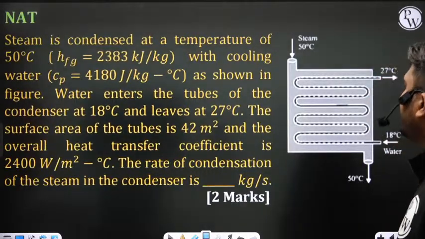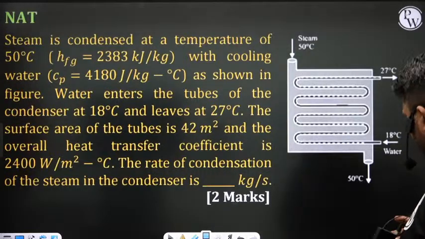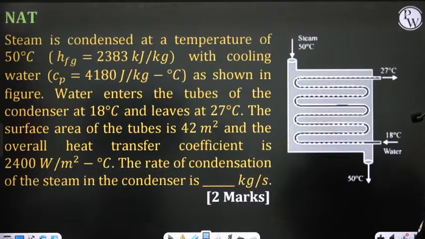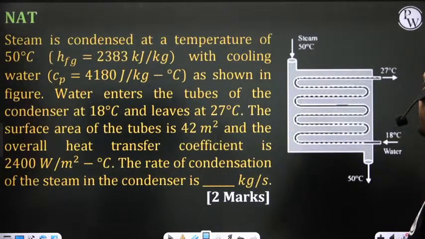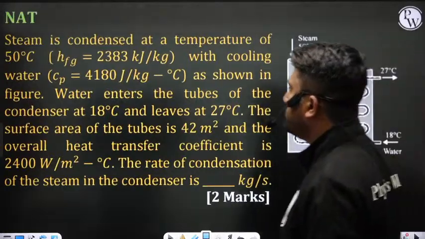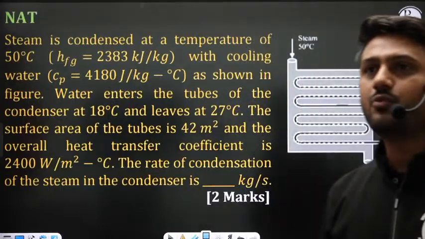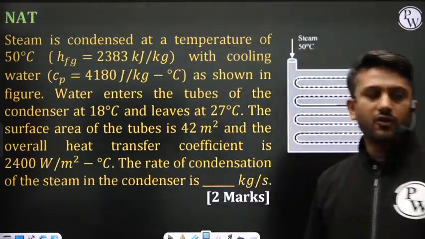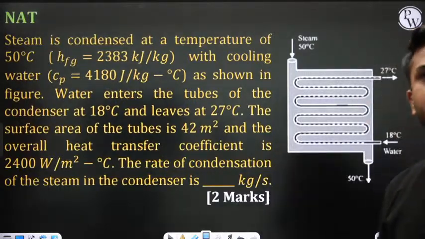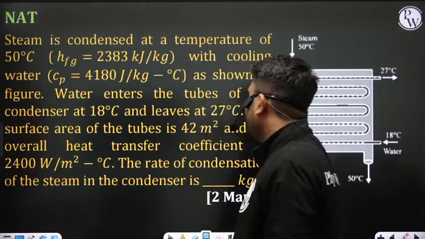The water enters the tube of the condenser at 18 degrees Celsius and leaves at 27 degrees Celsius. The surface area of the tube is 42 meter square and the overall heat transfer coefficient is 2400 watt per meter square degree Celsius. In the question it is asked, what is the rate of condensation of the steam in the condenser?